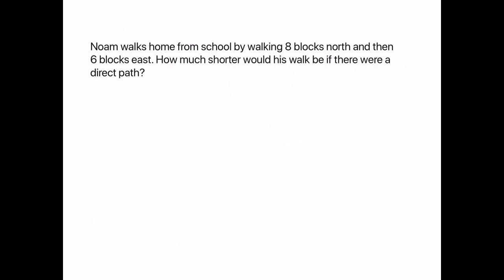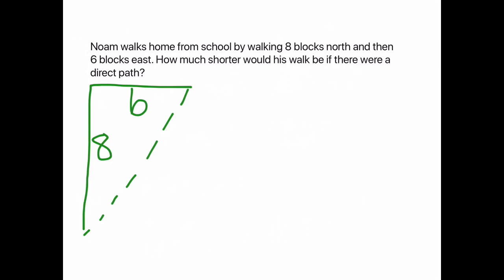Question number 2 says that Noam walks home from school by walking 8 blocks north and then 6 blocks east. How much shorter would his walk be if there were a direct path? So he walks 8 blocks north and 6 blocks east. And it wants to know how much shorter it would be if this was a direct path. So we can assume that this is a right triangle, and we can actually use Pythagorean theorem to solve this.